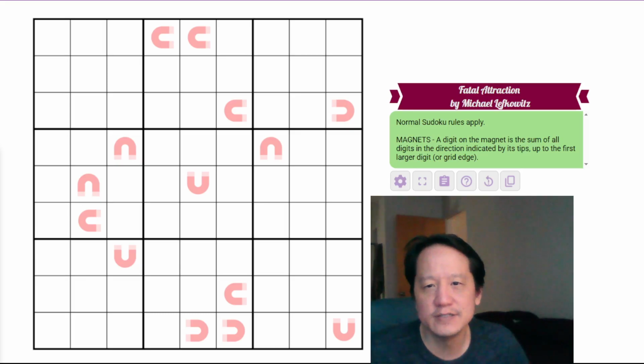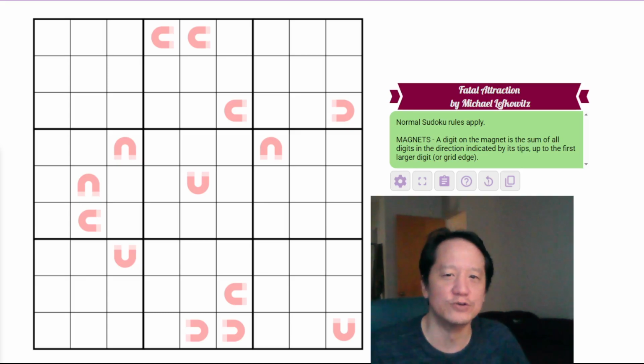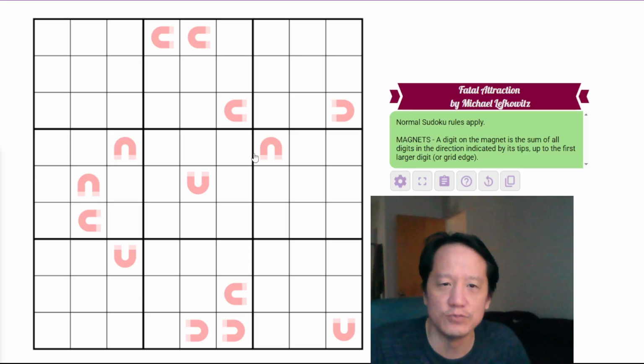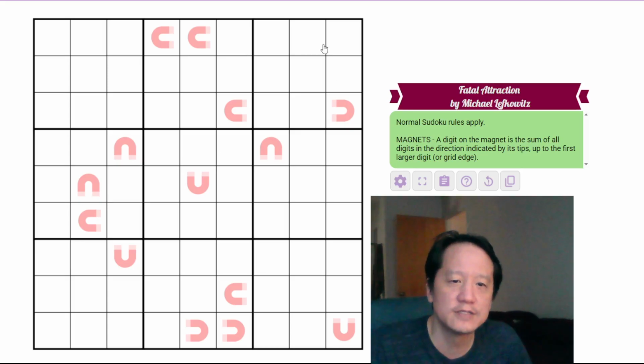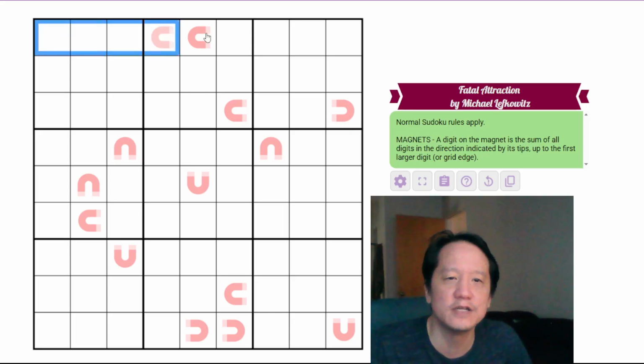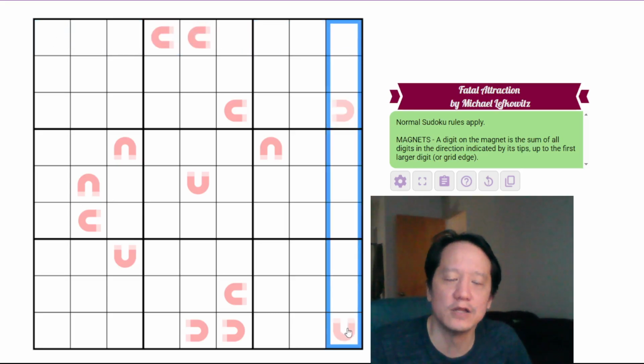But anyways, here are the rules. Normal Sudoku rules apply, which means in every cell in the grid, place a single digit from 1 through 9, such that there are no repeats in any row, column, or designated 9-cell region.